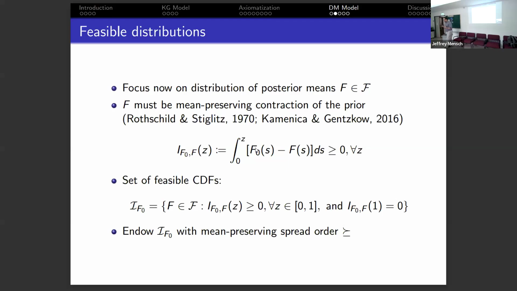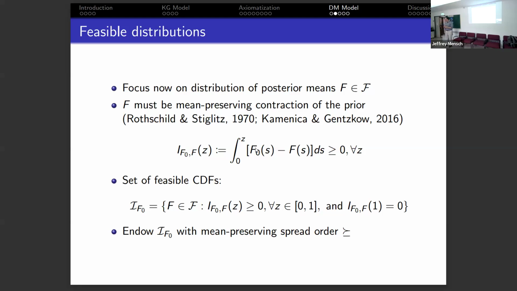Okay, so just to mention what I alluded to on the previous slide, we need to talk about what are feasible distributions of posterior means with respect to a particular prior distribution. So we are going to look at these distributions of posterior means. Posterior means need to be a mean preserving contraction of the prior, which means they need to satisfy this integral inequality. A lot of people refer to Rothschild and Stiglitz 1970, but some people refer earlier to Strassen in 1965, or even Hardy, Littlewood and Pólya. Whatever reference you want to use for this, you can derive it from there.